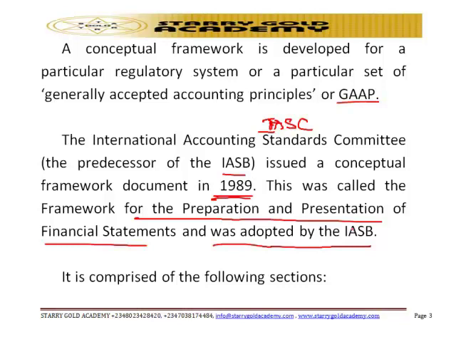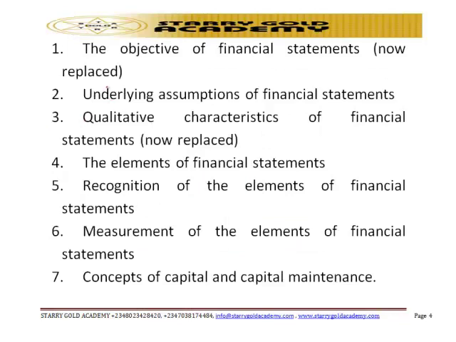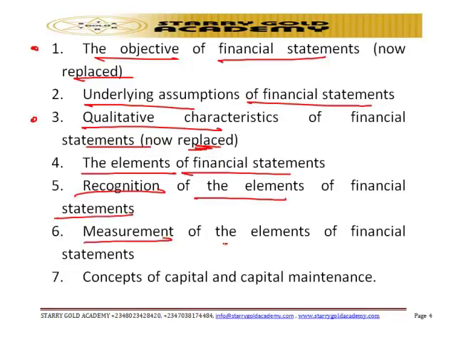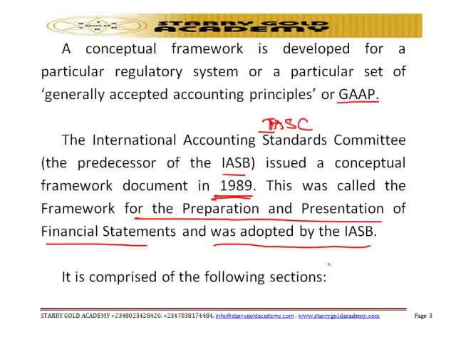It is comprised of the following sections. 1. The objective of financial statement, which has now been replaced. 2. Underlying assumptions of financial statement. 3. Qualitative characteristics of financial statement, which has also now been replaced. 4. The elements of financial statement. 5. Recognition of the elements of financial statement. 6. Measurement of the elements of financial statement. 7. The concept of capital and capital maintenance. So those are the things that comprise the sections.